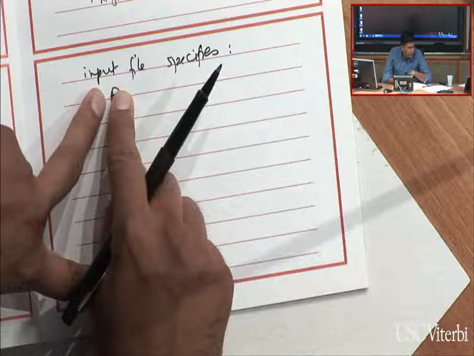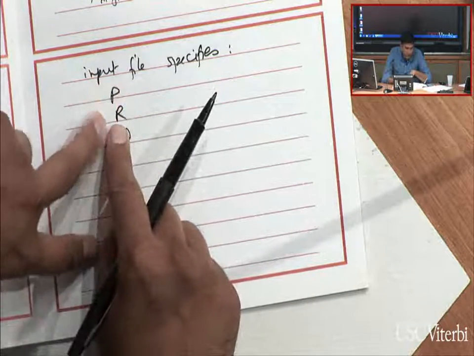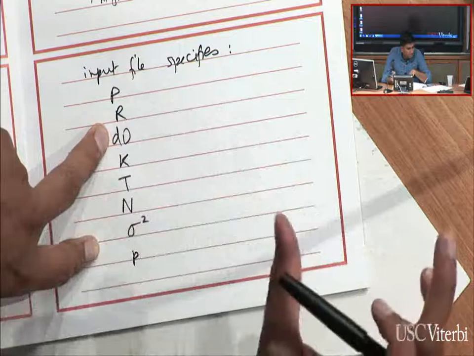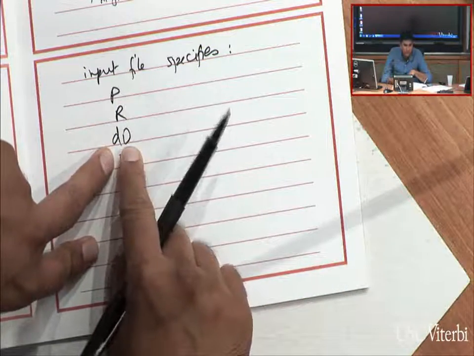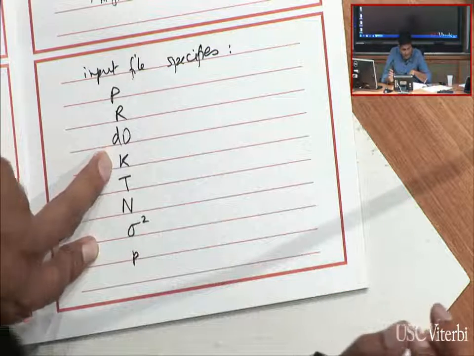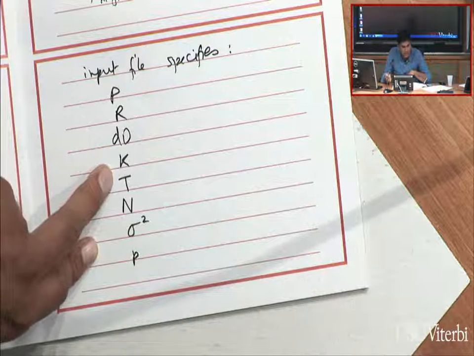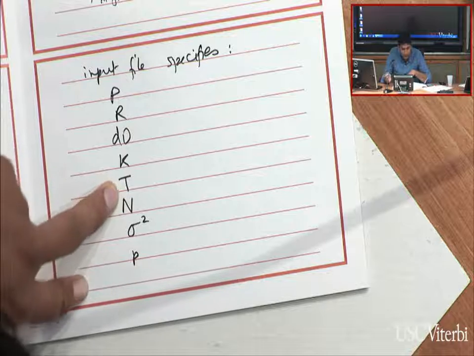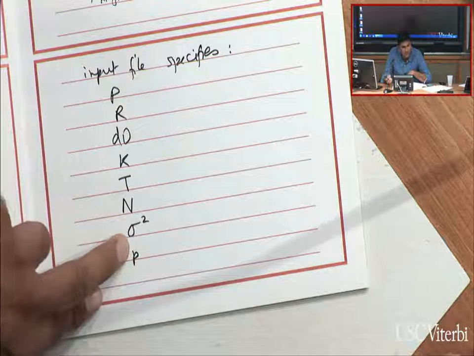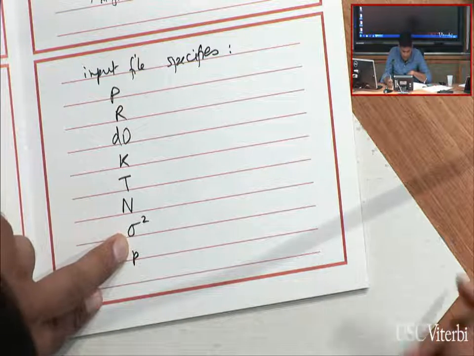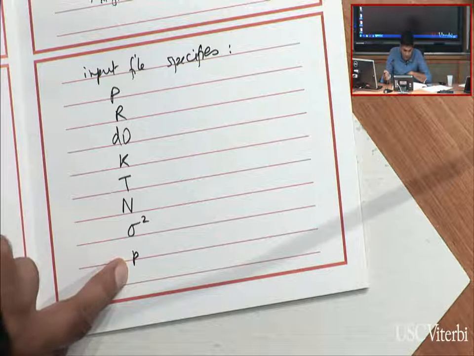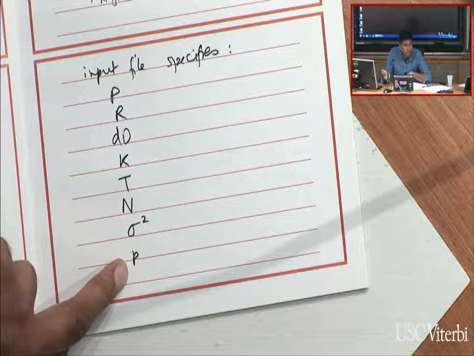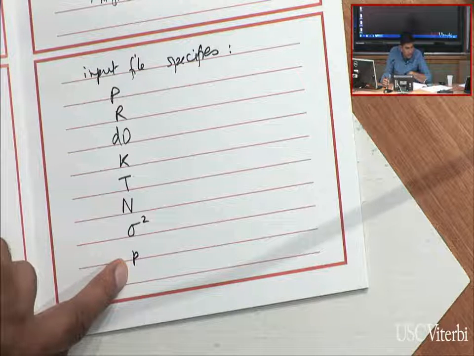So there'd be a number for the power of the base station, a number for the radius of each cell. D0 is our parameter for the reference distance. K is the path loss at the reference distance. T will be the threshold you use. N will be the noise power. Sigma square will be the noise variance in the dB scale. P will be that probability for the second part of question 2, where you have to ensure that the probability of SNR falling below the threshold is below this probability P.